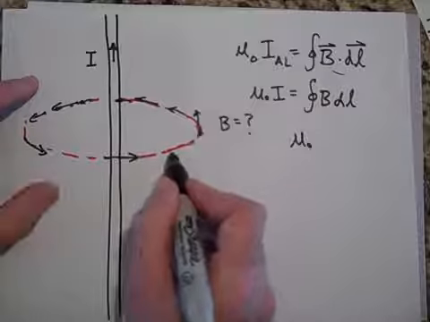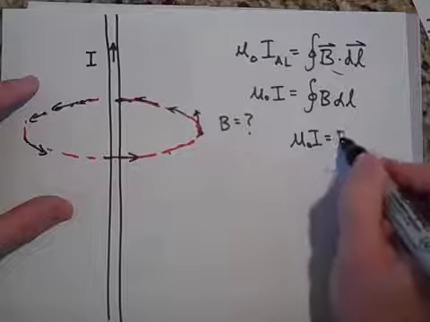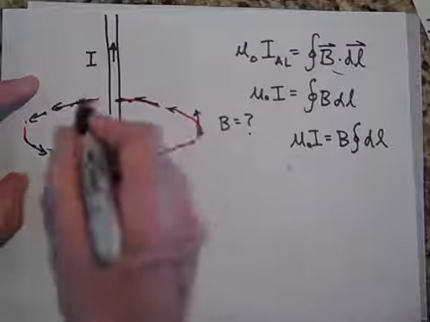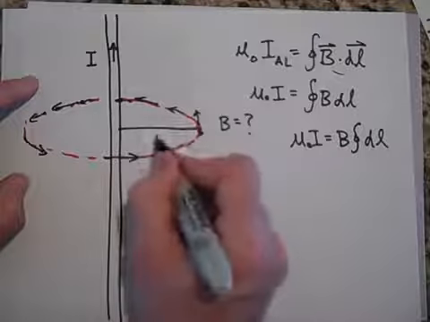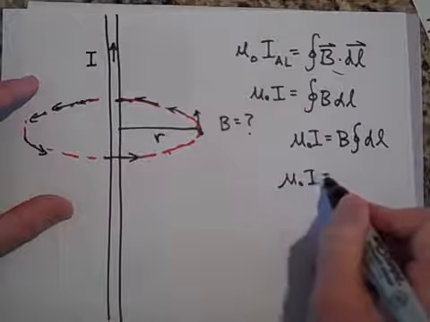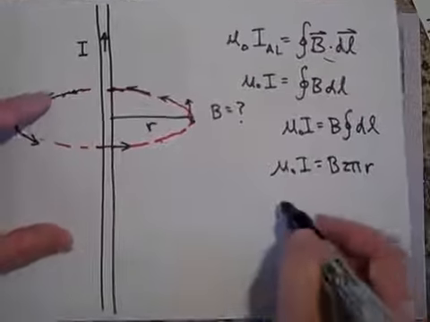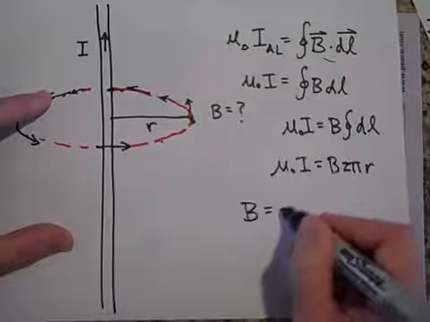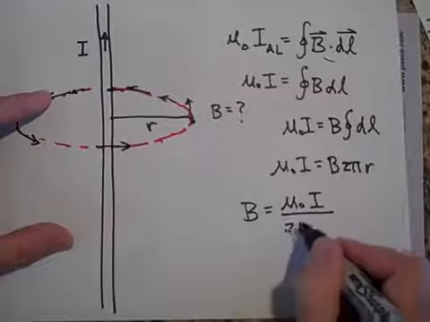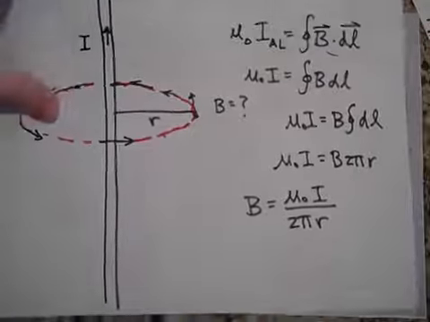Why is B any stronger here than here than here? And so I have mu naught I is equal to B times the sum of all the dl's. And when I sum up all these dl's, I shouldn't be surprised if this distance is R, that it's going to give me 2 pi r. Bringing that 2 pi r to the other side, the B for an infinitely long wire is mu naught I over 2 pi r. Okay, I will need that for this problem.